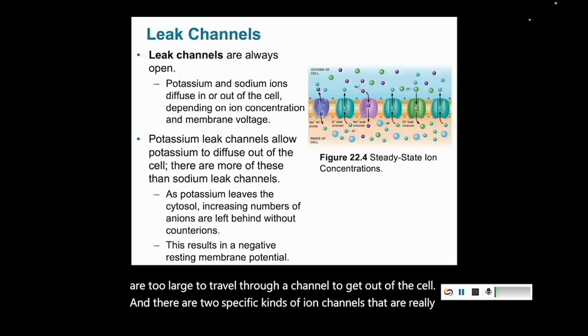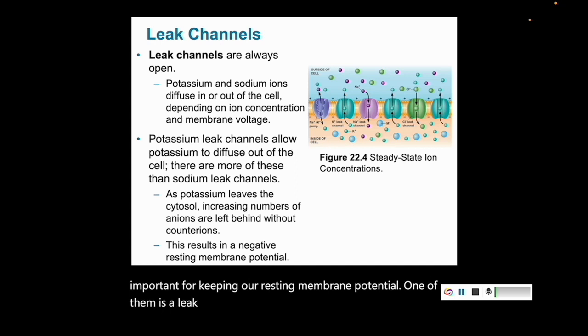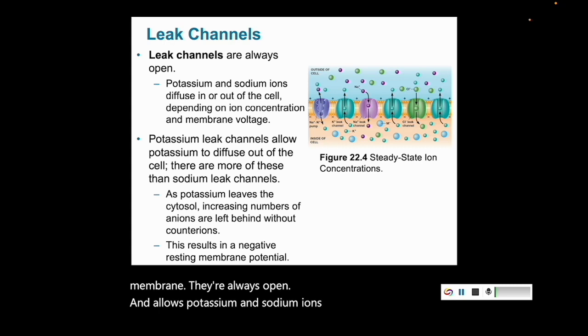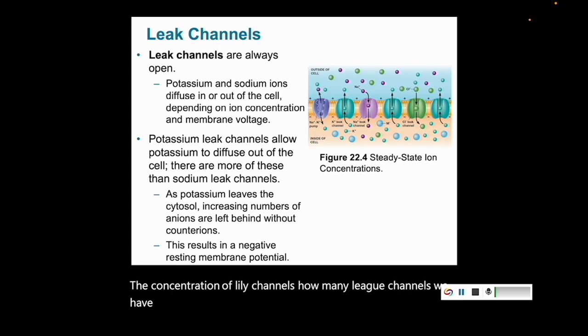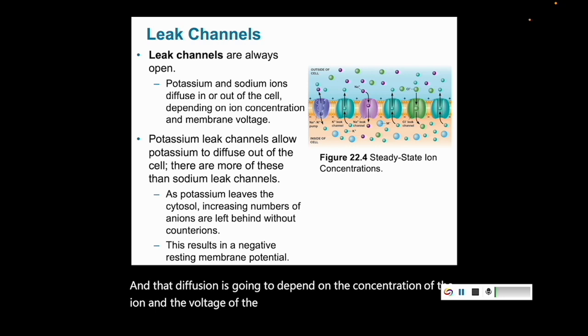There are two specific kinds of ion channels that are really important for keeping our resting membrane potential. One of them is a leak channel. Leak channels allow ions to leak across the membrane. They can be always open and allow potassium and sodium ions to diffuse in and out of the cell. The concentration of ion channels, how many channels are open, can affect how much of the potassium and sodium ions are able to go in and out. And that diffusion is going to depend on the concentration of the ion and the voltage of the membrane.